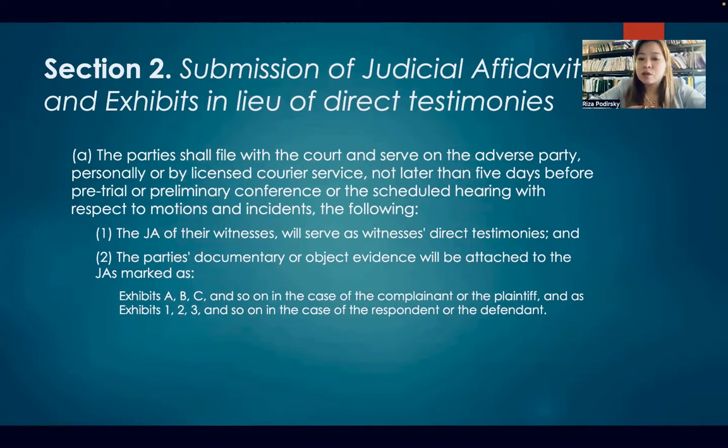When you are actually the lawyer of the respondent or the defendant, then you have to use exhibit numbers and number it 1, 2, and 3, and so on. Okay, then you have to submit this judicial affidavit not later than 5 days before the pre-trial or preliminary conference as ordered by the court.